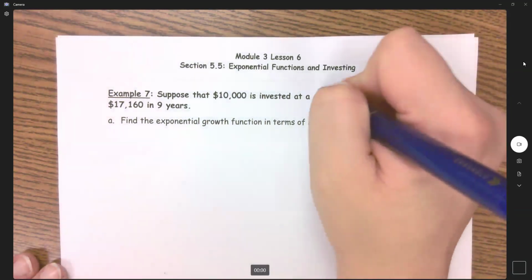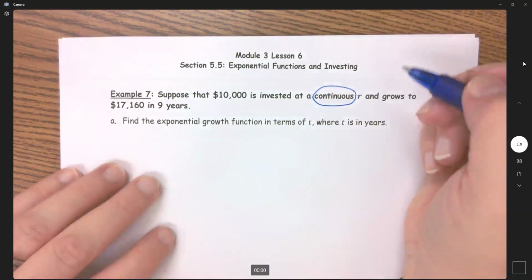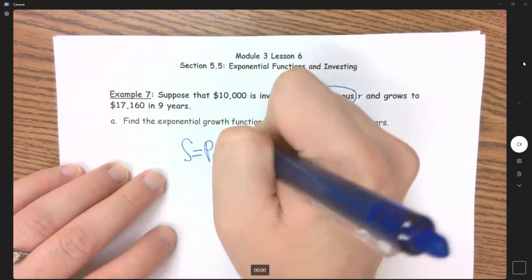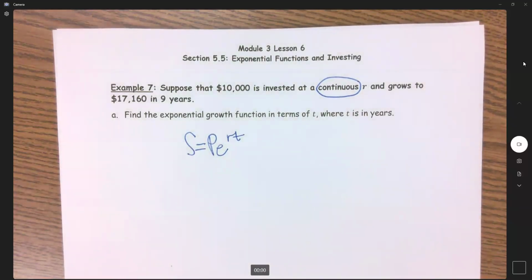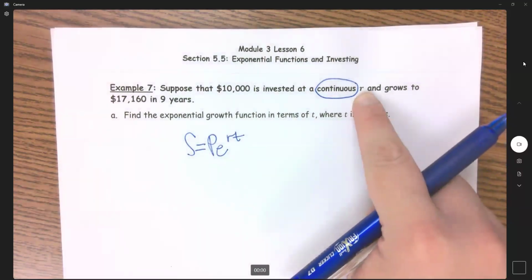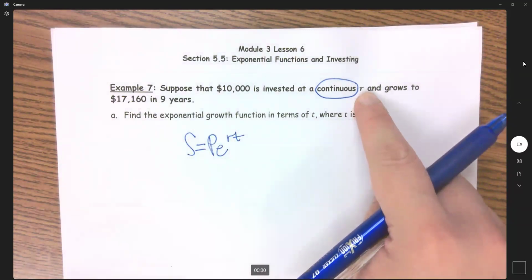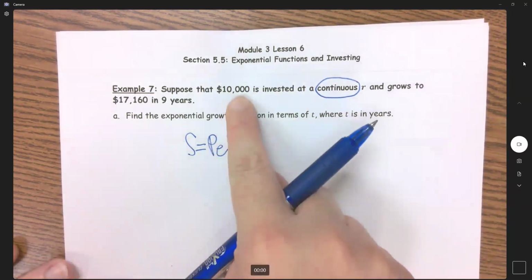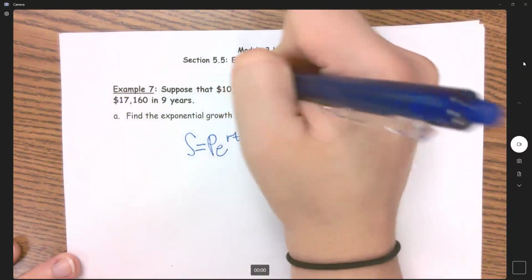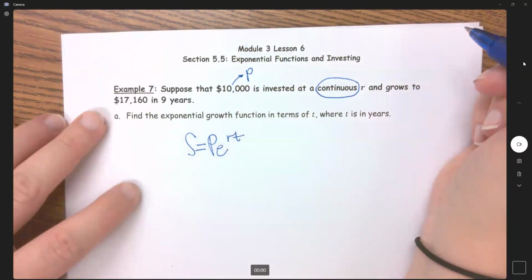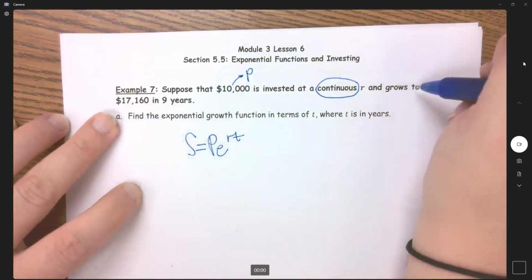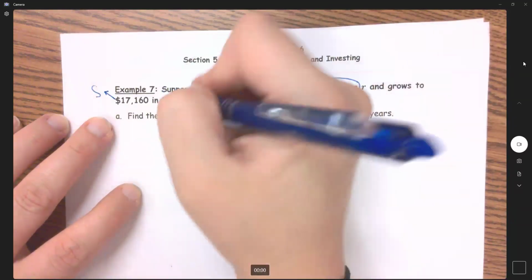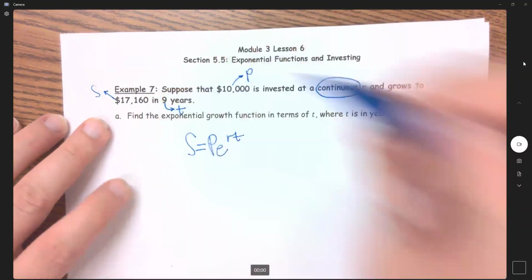So my buzzword, continuous. So that tells me that I'm using S equals PERT, P-E to the RT. So what does everything equal? Well, I know I don't have R, so I know I'm going to be solving for R. So I need to find my S, my P, and my T. So $10,000 is invested. That's my P. And it grows to this amount here. So that's my future amount. That's my S. And then, of course, 9 is my T.